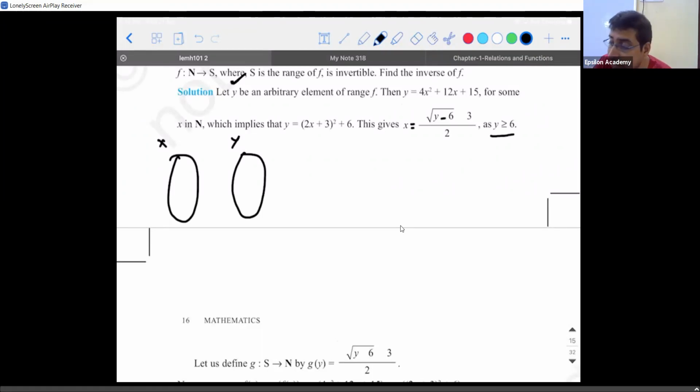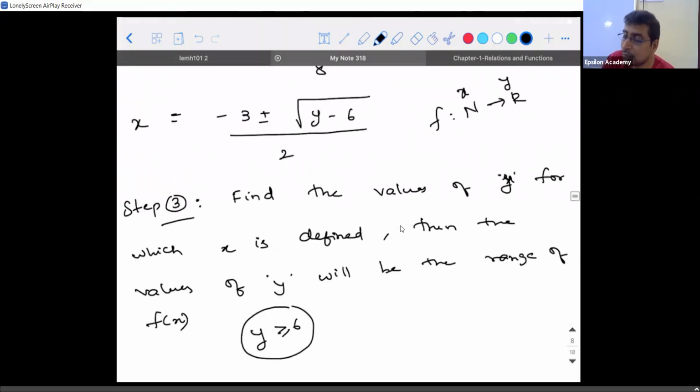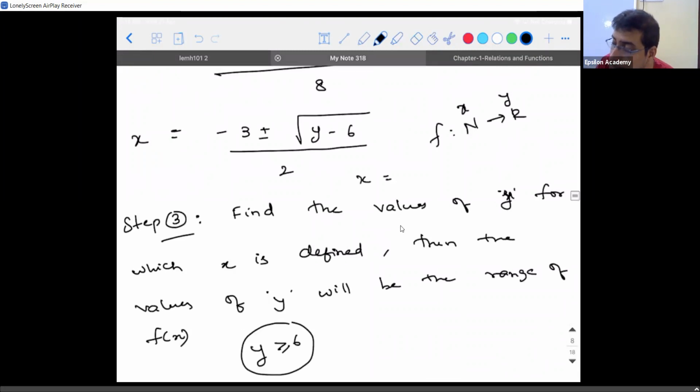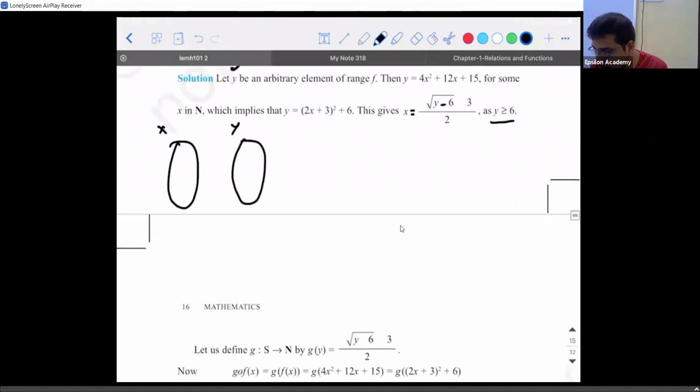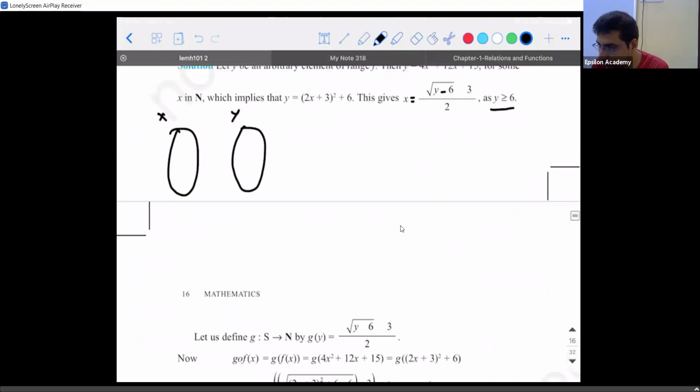It is plus or minus 3, no? So I have plus or minus, no. So what should I write? x should be written as square root of y minus 6 minus 3, the whole divided by 2. Okay, sir. The least value is y greater than or equal to 6. Is there any doubt in this step?